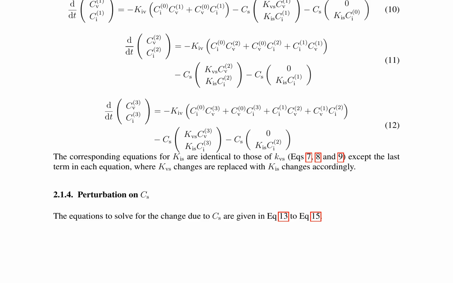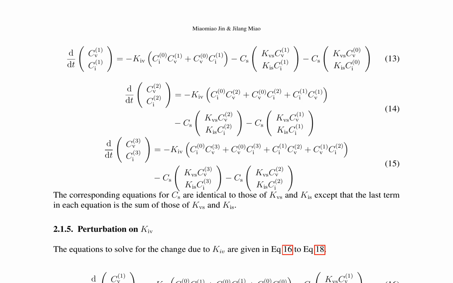The equations for Cs are given in equations 13-15, which are identical to those of kVs and kIs except for the last term being the sum of those of kVs and kIs. Finally, the equations for kIV are presented in equations 16-18, where the change in concentration C1,V, C2,V, and C3,V is expressed as a function of the perturbation in kIV.